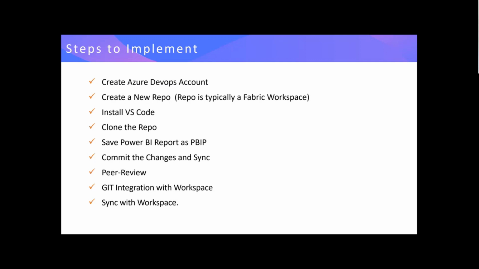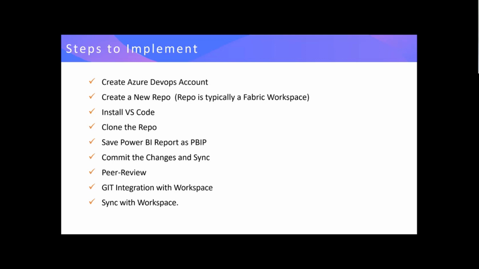Then you install VS Code and clone the repo that you already created in the source control. Once you have cloned it and see it in VS Code, the next step is to open the Power BI report and save it as PBIP in whatever repo you created locally. Then you commit your changes, see the diff, and sync it with the server.